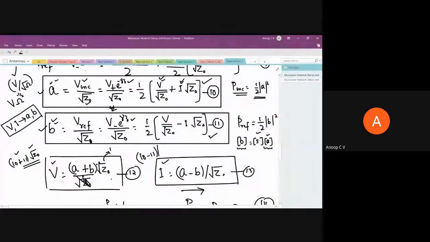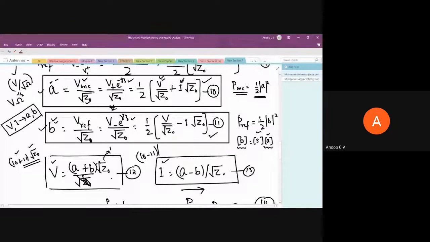Incident voltage of port 1, they have used the term V1 plus. If it is reflected voltage of port 1, it is V1 minus, like that they have used, right? So maybe later on I'll be switching to those notations. Why? Because that is as per your prescribed textbook, right?